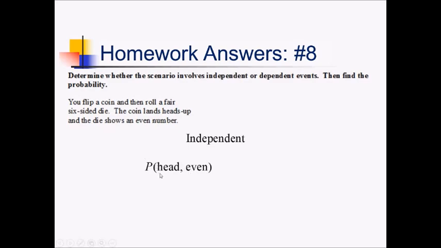So the probability of getting a head, just flipping that coin once, is just 1 out of 2. The probability of getting an even number, well, half the numbers on the die are even and half are odd. So you have a 1/2 chance of getting an even number. And then just multiplying across, we end up with 1 over 4.